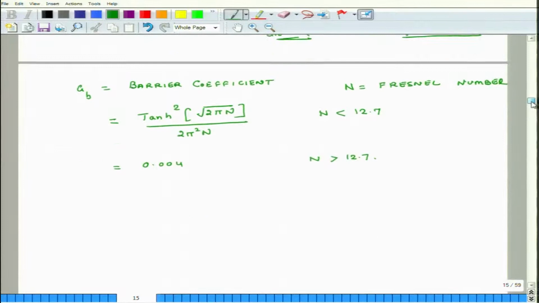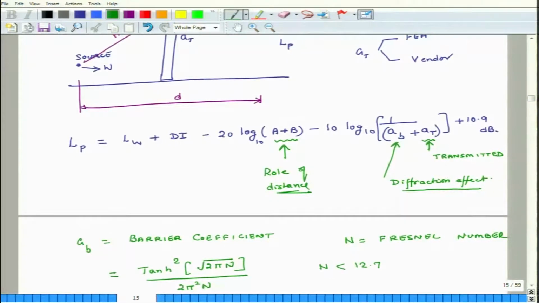And what is n? n equals 2 over lambda times A plus B minus d. Here the wavelength comes into the picture. Or if you want to express lambda in terms of frequency, then it is 2f over c times A plus B minus d. So, for each frequency or bandwidth of interest, you calculate n, that will help you calculate AB. That AB you put in this relation, and of course, if you know AT, then you can calculate LP.